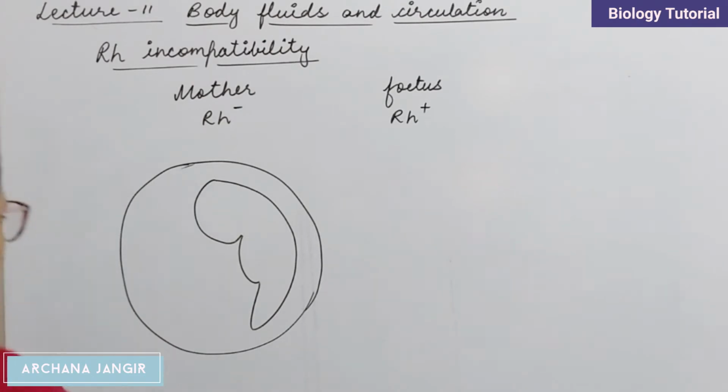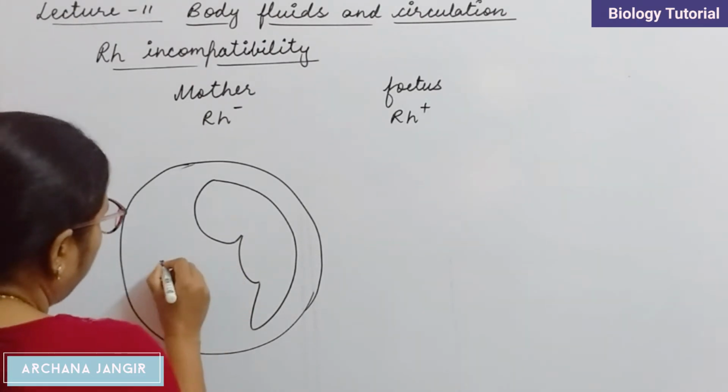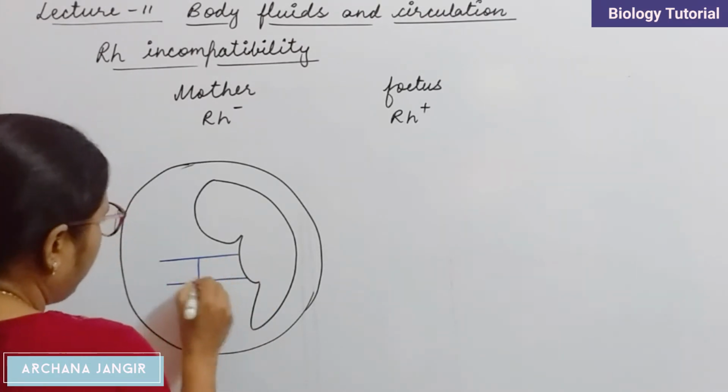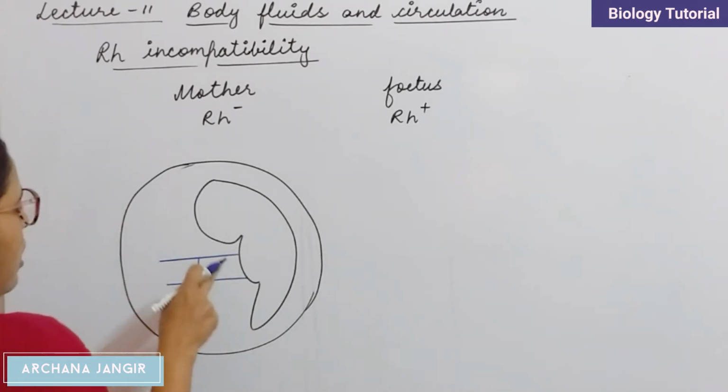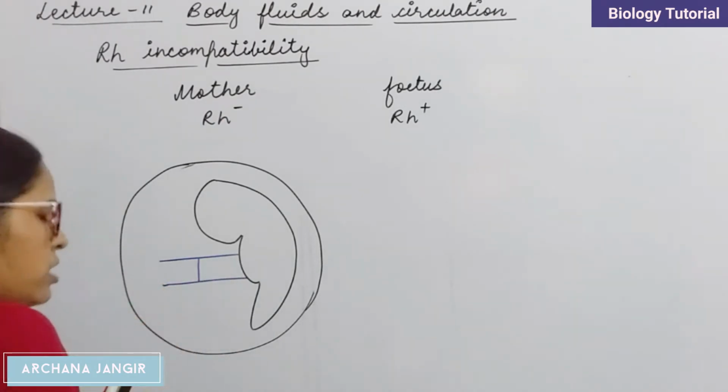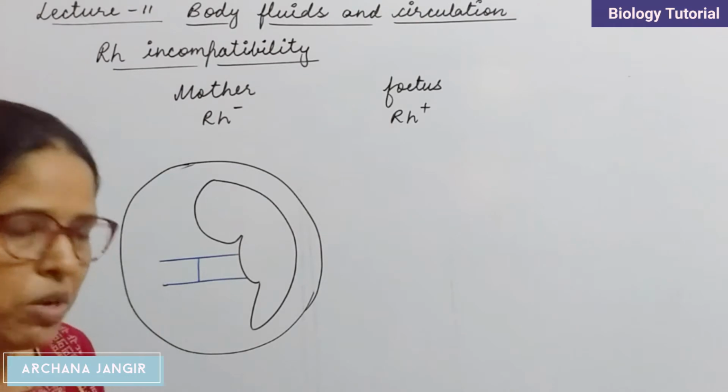Clear? So here is the placenta. This is the placental barrier. This is the maternal part of the placenta. This is the fetal part of the placenta. And in between both of these, a placental barrier is present.